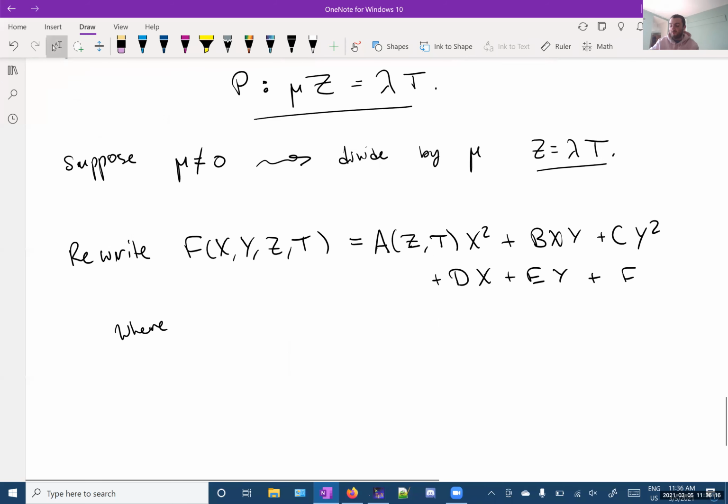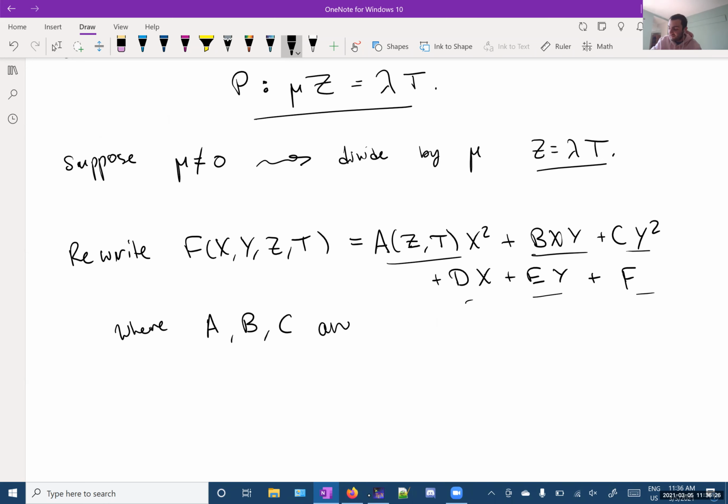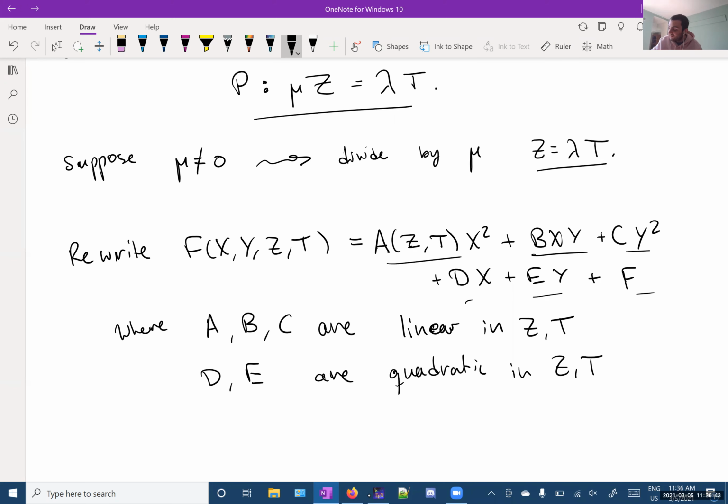Remember, this is supposed to be a homogeneous polynomial, so all of these terms have to have degree 3. What this means is that a, b, and c are linear in z and t. d and e are quadratic in z and t. And then f is cubic in z and t.